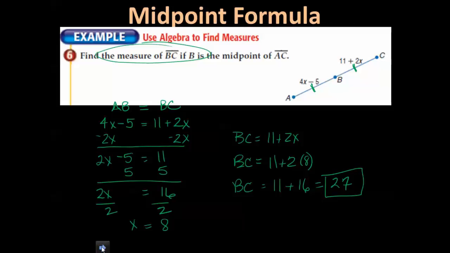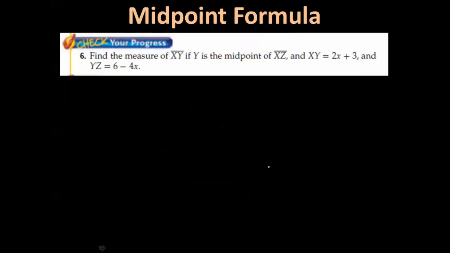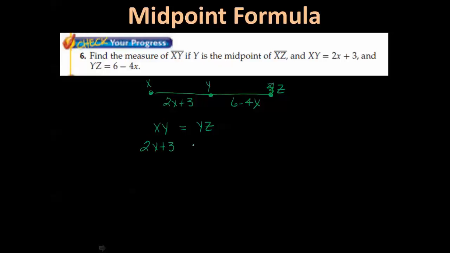Let's do one more problem like that. It says find the measure of XY if Y is the midpoint of XZ, and XY is 2x plus 3 and YZ is 6 minus 4x. So I'm going to draw me a line segment. They told me this was X, this was Y. Oh wait, no. Y is the midpoint. This is Z. They said XY is 2x plus 3 and YZ is 6 minus 4x. So I know that XY is going to equal YZ, because Y is the midpoint.